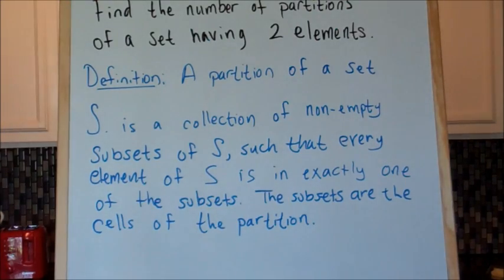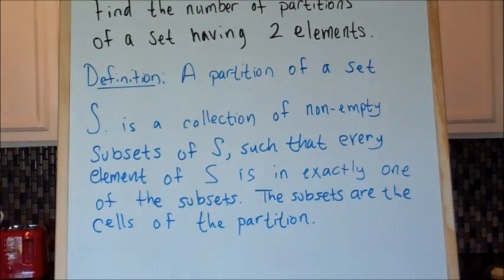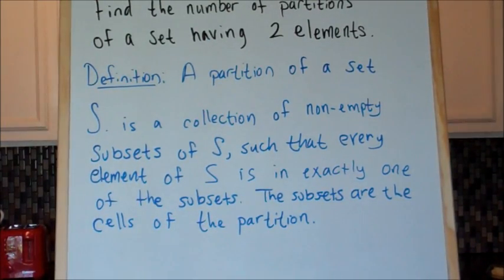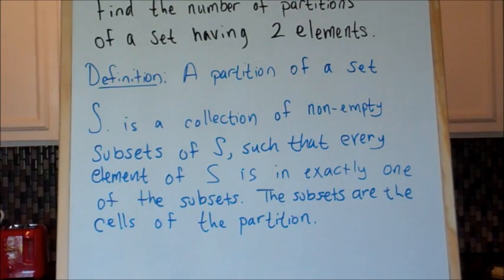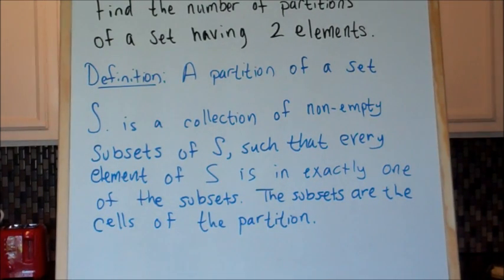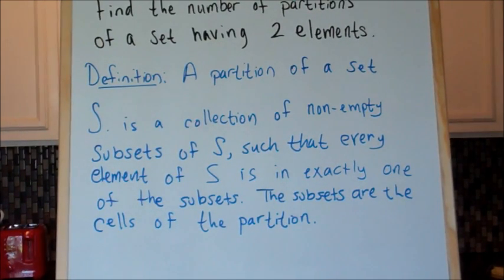Today we're going to be doing abstract algebra, and I'm going to answer the question, find the number of partitions of a set having two elements. So I'm not going to go over what a set is or what elements are. I'm just going to jump right into it. So I'm assuming a little bit of knowledge about basic set theory.